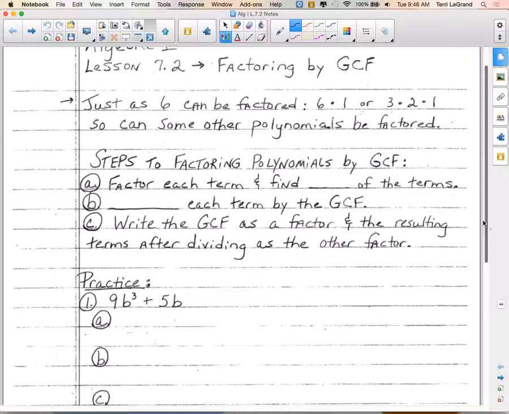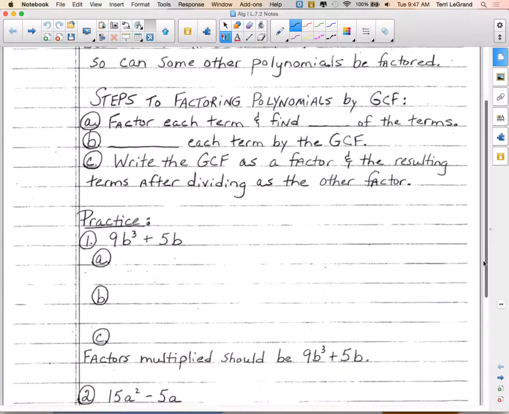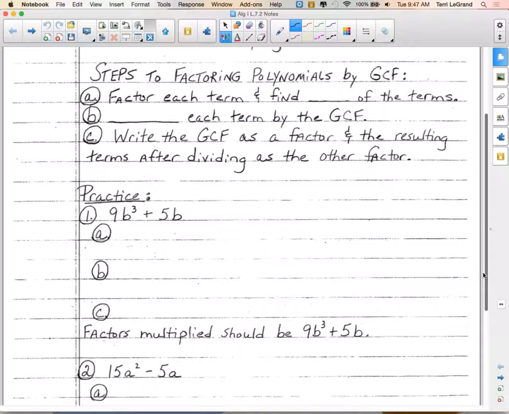So, just as 6 can be factored to 6 times 1, or 3 times 2 times 1, so can some other polynomials be factored. So 6 can be renamed as 6 times 1. It can also be renamed as 3 times 2 times 1. Or we could just rename it as 3 times 2, for that matter. When we are factoring our polynomials, they're not all going to be constants like that. I wish they were, because it would be a little bit easier.